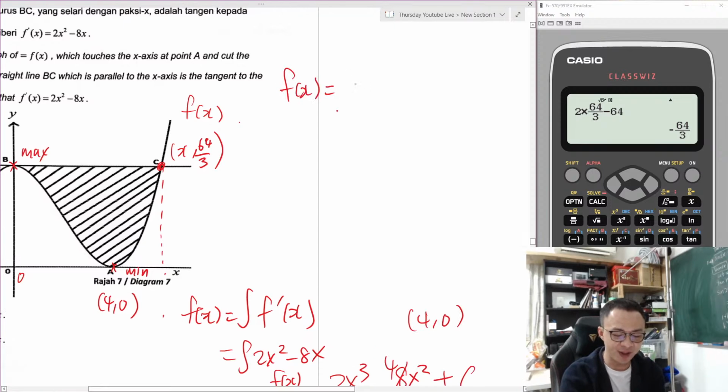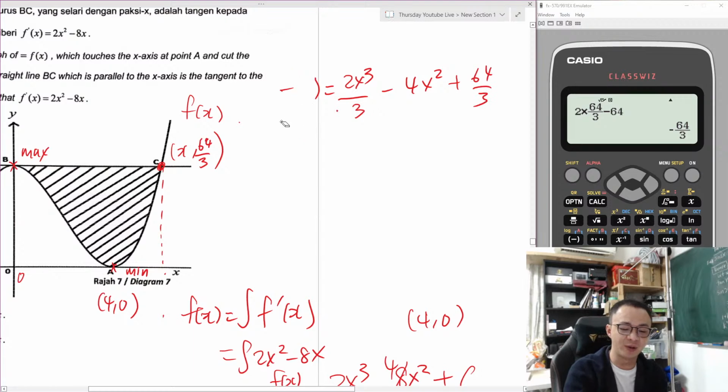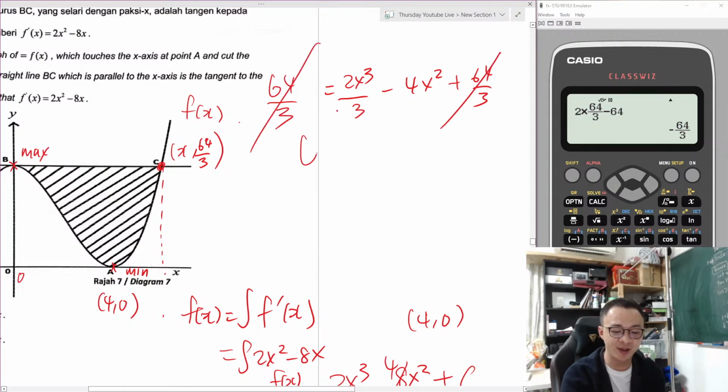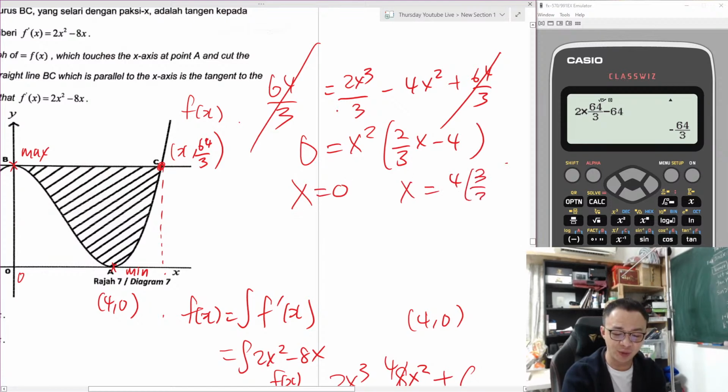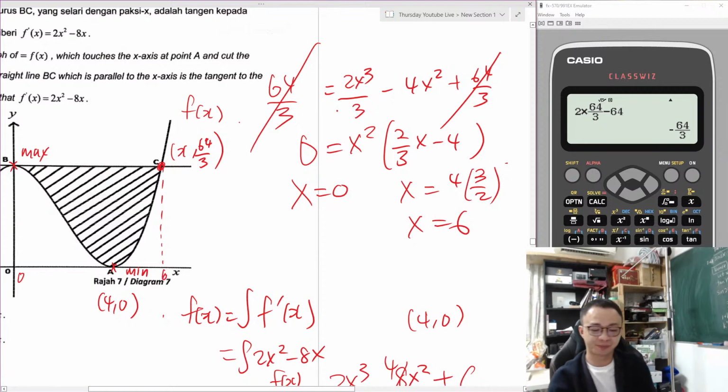My f(x) equation just now is what? 2x cubed over 3 minus 4x squared plus 64 over 3, right? So right now, if f(x) equals 64 over 3, I will just sub in here 64 over 3, because I want to find what the x value is. Minus this one equals 0. And then factorize out the x squared. I got x squared times (2 over 3 x minus 4). So x equals 0, or x equals 4 multiply 3 over 2. Then x equals 6. So this value here will be 6.